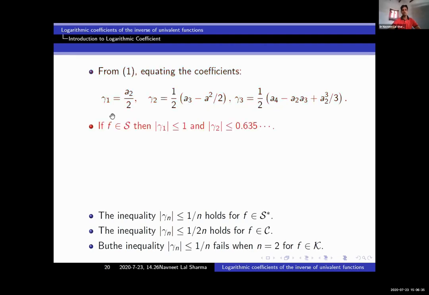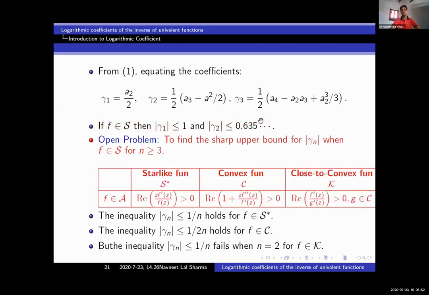By the Bieberbach theorem we can say modulus of gamma 1 is less than or equal to 1, because modulus of a2 is less than or equal to 2, and modulus of gamma 2 is less than or equal to this, and we can solve this by the Fekete-Szegő problem for univalent functions. But what is the bound for gamma 3? Till now this is an open problem, to find the bound for gamma 3 when f is in the class S.